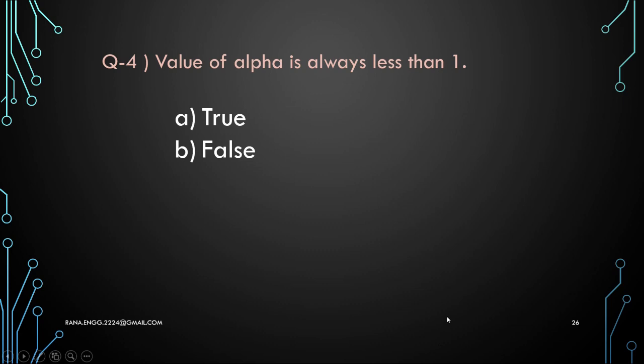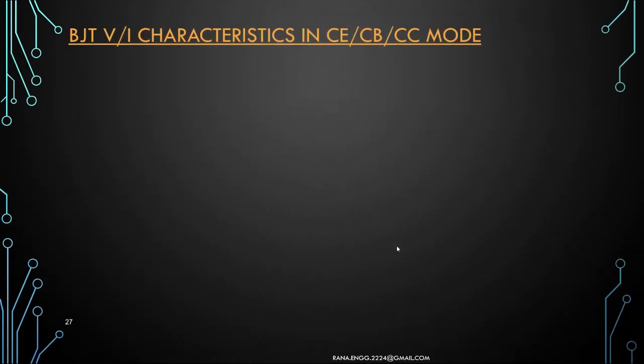So next question is, the value of alpha is always less than 1, either it is true or false. Just now we have seen an example and we also discussed it. You have to put answers in the comment box. The answer is true. Alpha value is always less than 1.